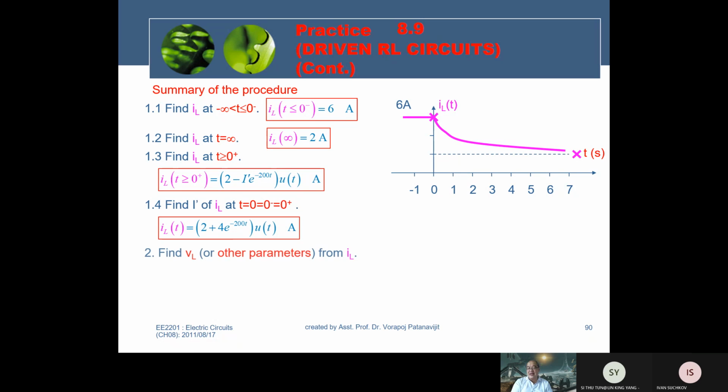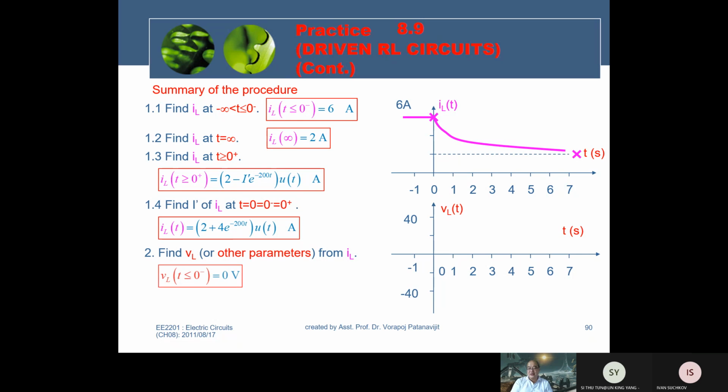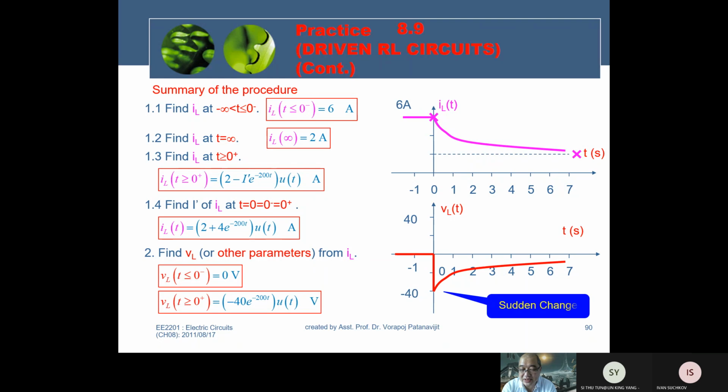If you would like to find other parameters such as VL, okay, VL for time less than 0 is equal to 0. Because IL is constant, taking the derivative of a constant gives you 0 too. Okay. And next, VL for time greater than 0 is equal to 40 minus 40 e power minus 200t.